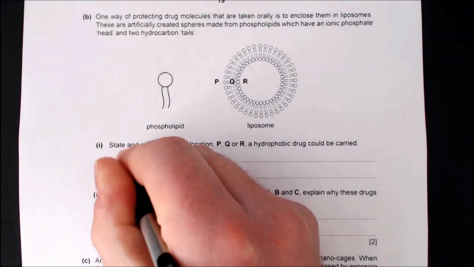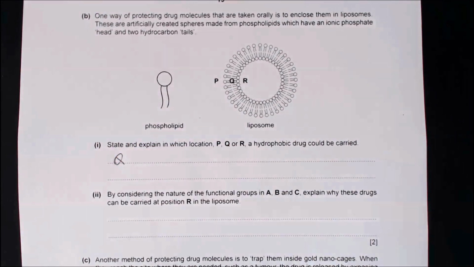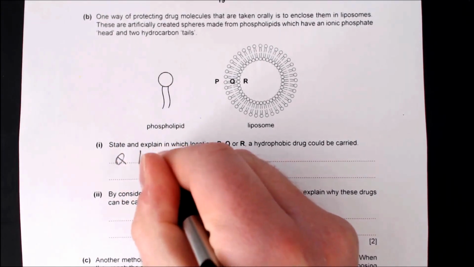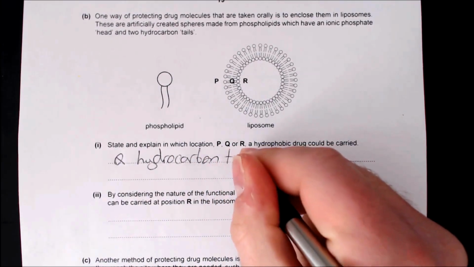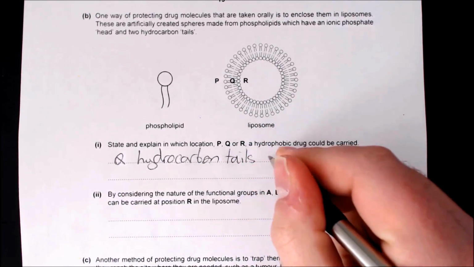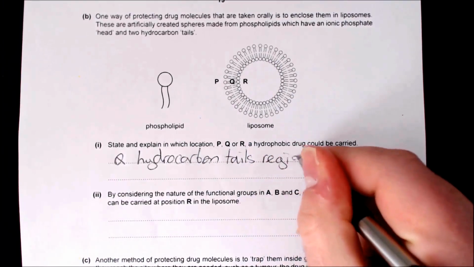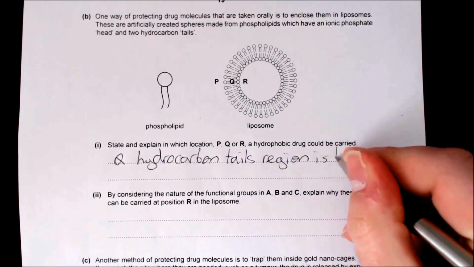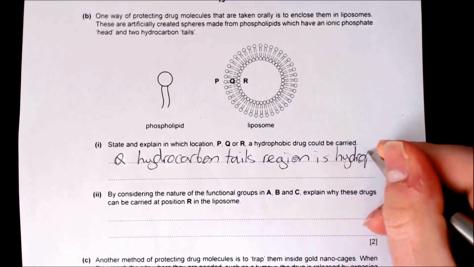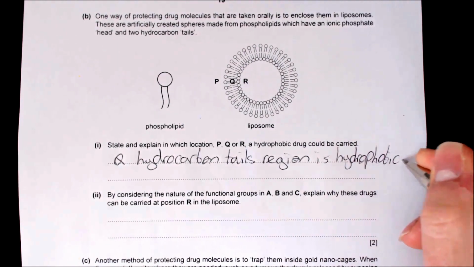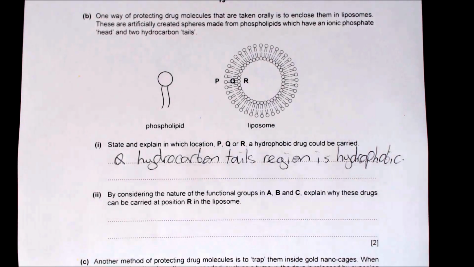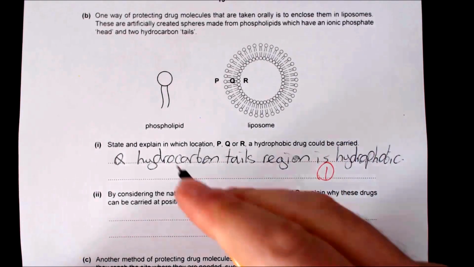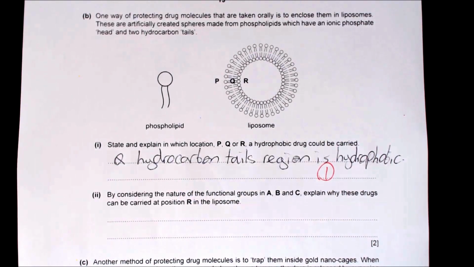So we're going to write that on there. So Q, and the reason why, as this is the hydrocarbon tails region, is hydrophobic. There you go. Okay, right. So there's your first one. Obviously, you get a mark for that. So yeah, that's just showed. Basically, it's just having an understanding of the tail group's hydrophobic, the drug's hydrophobic, so they need to go together.